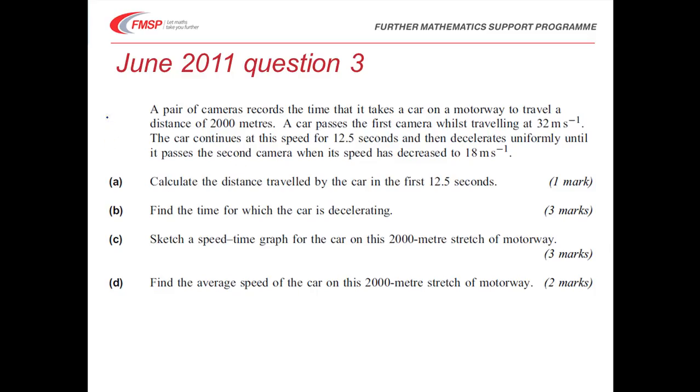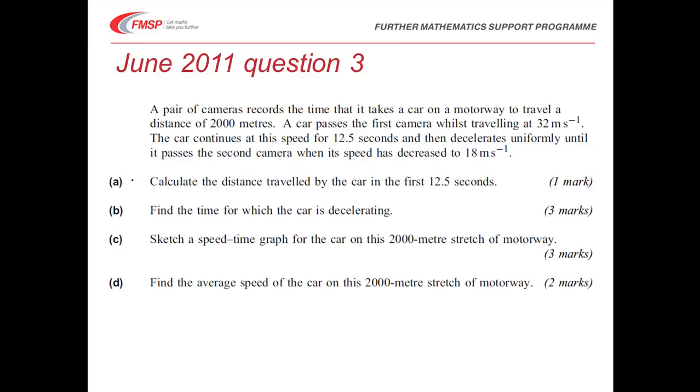We've got a pair of cameras recording the time that it takes a car on a motorway to travel a distance of 2,000 metres. A car passes the first camera whilst travelling at 32 metres per second, and the car then continues at this speed for 12.5 seconds and then decelerates uniformly until it passes the second camera. So these two cameras, 2,000 metres apart, okay? And when it passes this second camera, the speed has decreased to 18 metres per second.